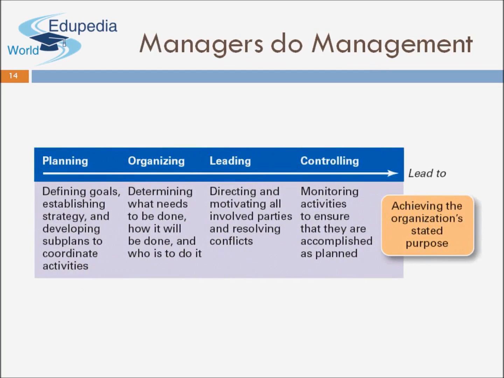These are the same four functions, planning, organizing, leading, and controlling, which are represented diagrammatically in this particular slide. Planning is defining goals, establishing strategy, and developing sub-plans to coordinate activities. Then comes organizing, leading, and controlling, which leads to achieving the organization's stated purpose.